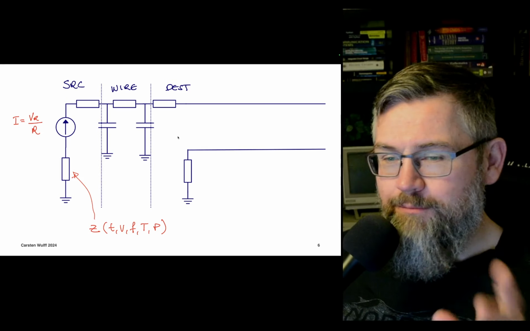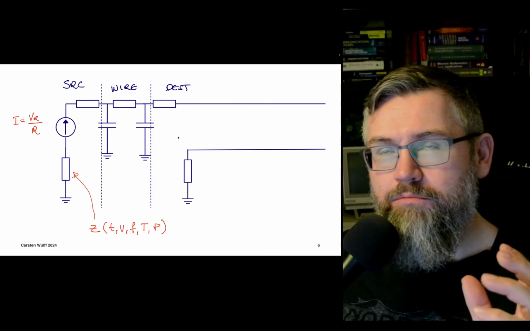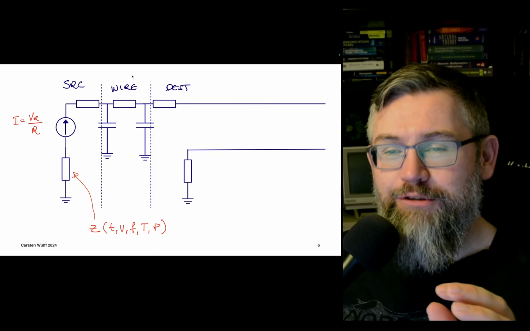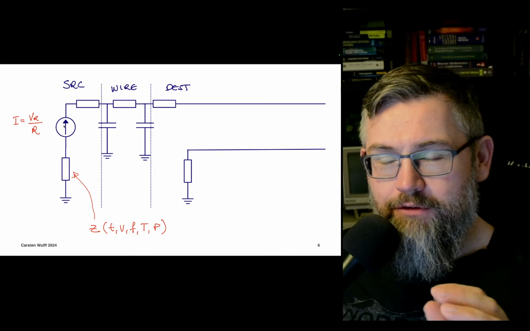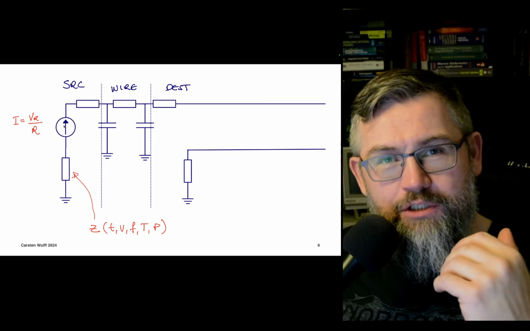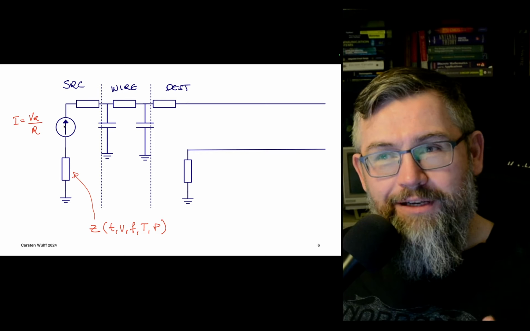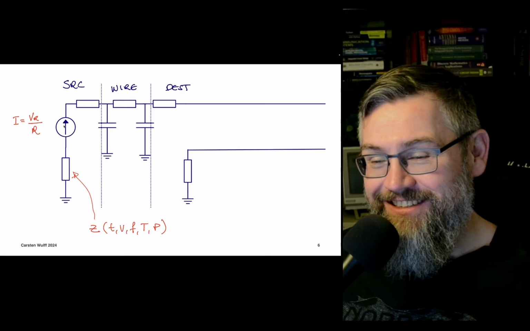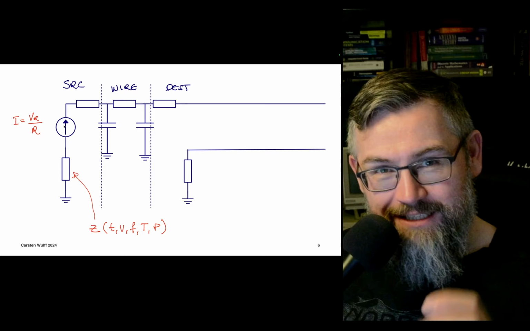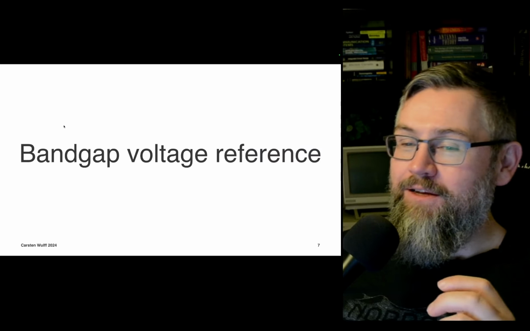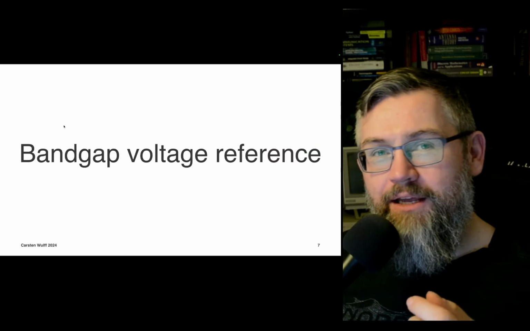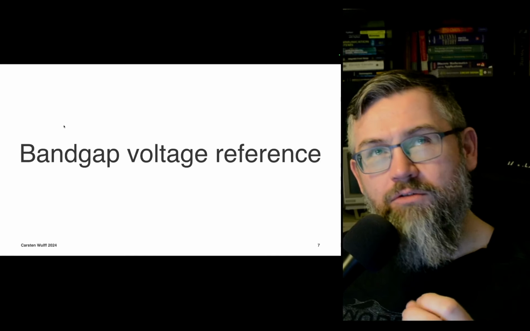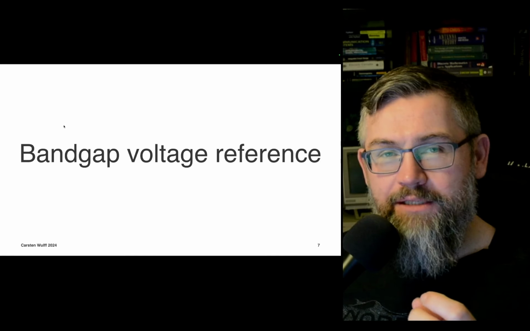So know that what we're going to look at now is how to generate these currents and voltages. But know that just distributing them across the chip can be a tricky thing and something you actually have to think about. Details matter.